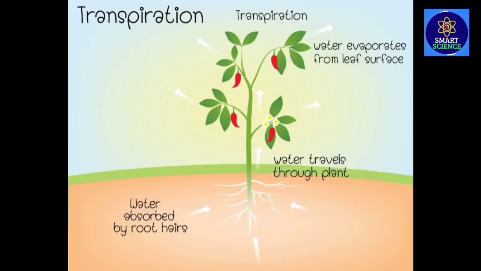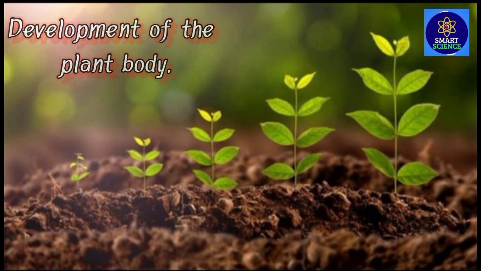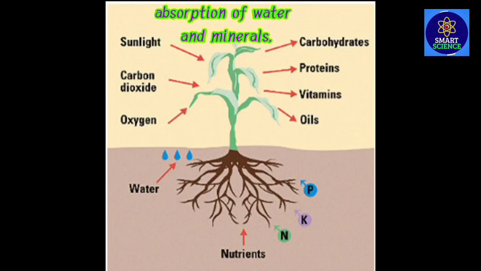The leaves of the plant lose water through the stomata in the form of water vapor. This process is known as transpiration. The advantages of transpiration include development of the plant body and absorption of water and minerals.